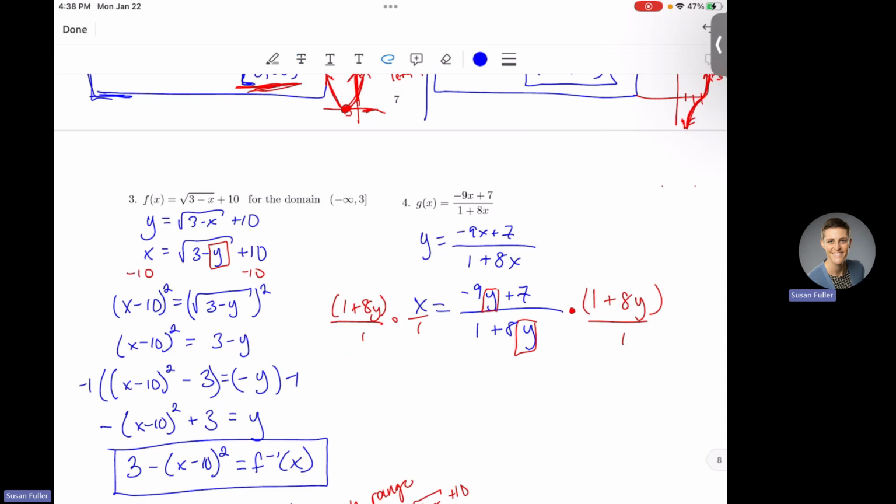And what that does is clear our fractions. This cancels with this one, and it gets rid of that fraction over here. So I've got negative 9y plus 7 left over here. And I'm going to distribute this, so I get x plus 8xy over here.